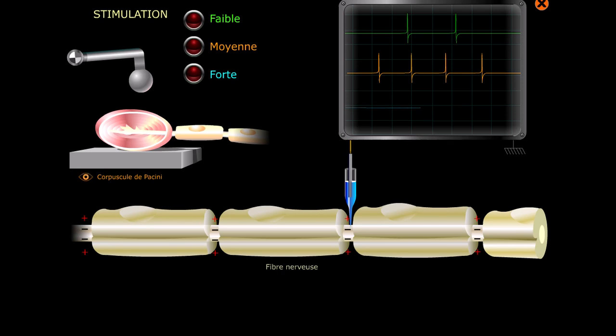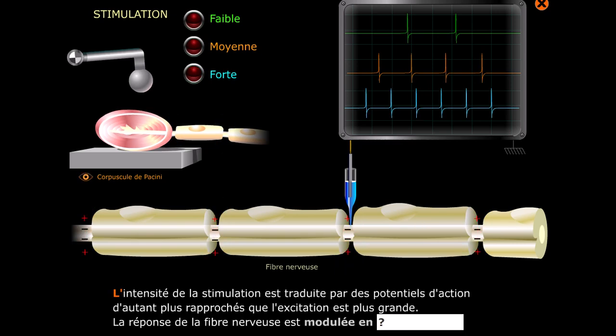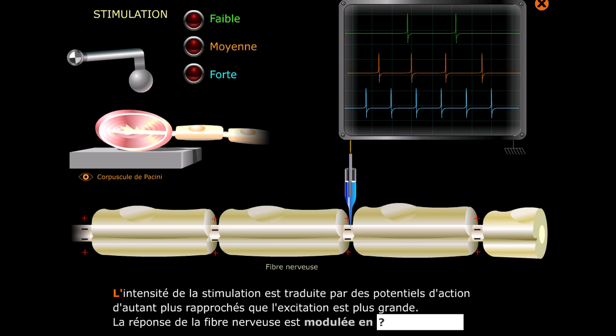Okay, so let's increase it even further. Let's go for a stronger pressure. Applying a very strong pressure here, you notice a very strong deformation of the capsule. And then what happened to the frequency? It increased even further. Now we have 1, 2, 3, 4, 5, 6 action potentials, all of the same amplitude. So what does this show? I'll give you a second to think about it, and then we'll write our own conclusion.